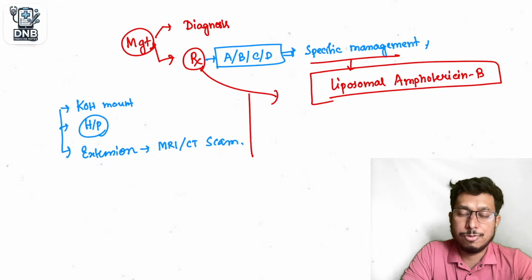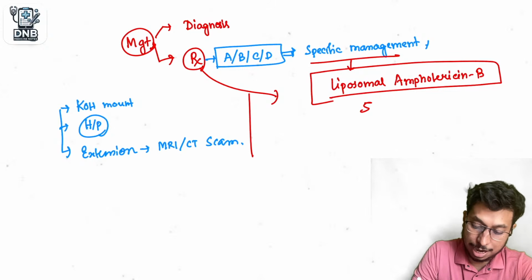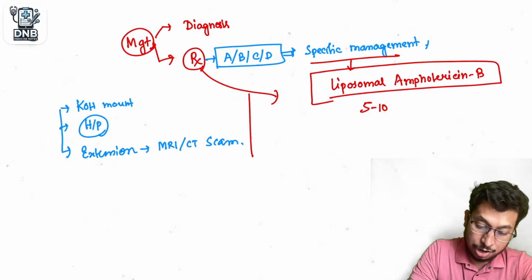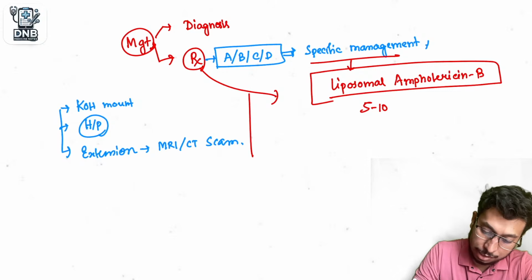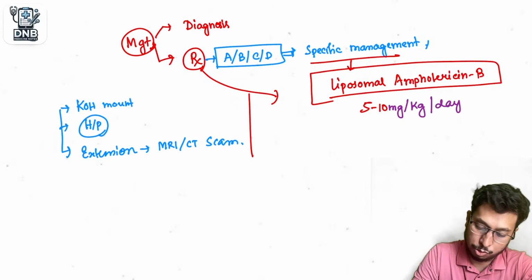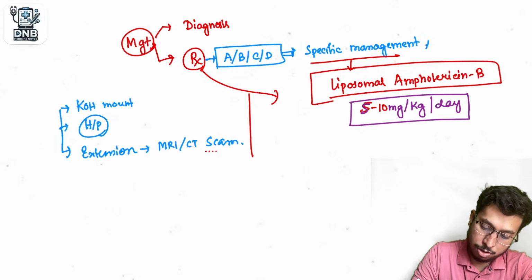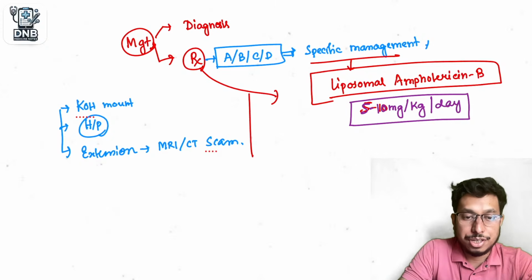So liposomal amphotericin B. You give around the dose. If you can write the dose, it is better. And whenever writing the dose, don't just write like 200 milligram or 400 milligram. Write it based on weight. So 5 to 10 milligram per kg per day is the dosage. Okay. So based on weight, this is another factor that you should know while writing in the question.